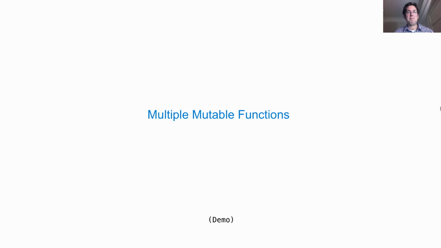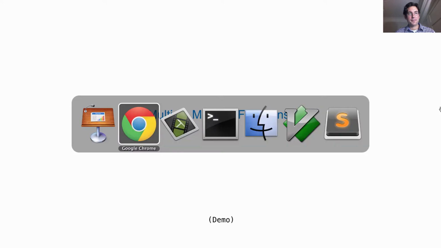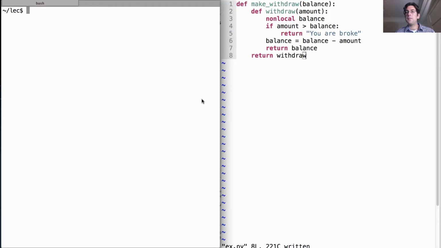So what happens if we have multiple different mutable functions? Well, let's find out. Okay, so we'll keep the code the way it was before, and we'll create two bank accounts. Let's say John starts with $20 and Steven starts with $100,000.